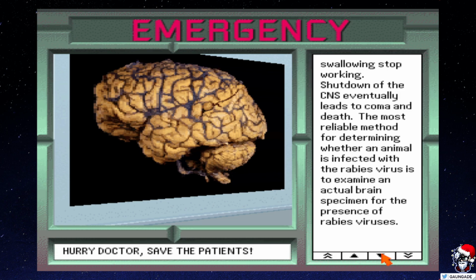The most reliable method for determining whether an animal is infected with the rabies virus is to examine an actual brain specimen for the presence of rabies viruses.